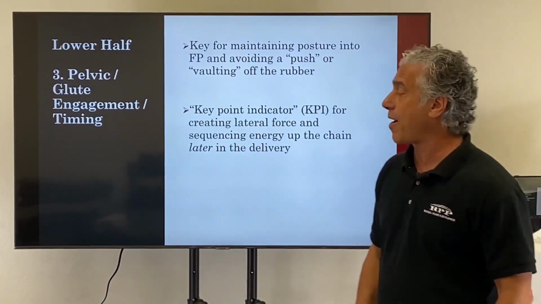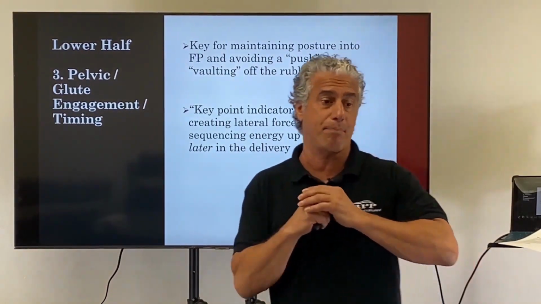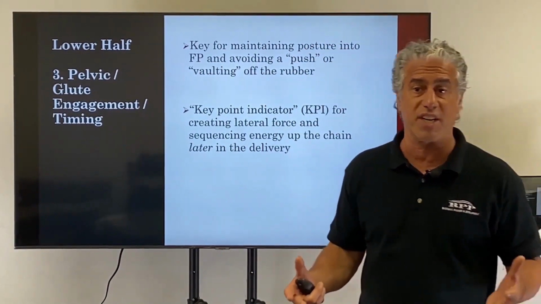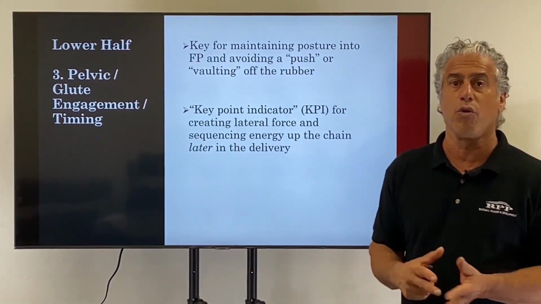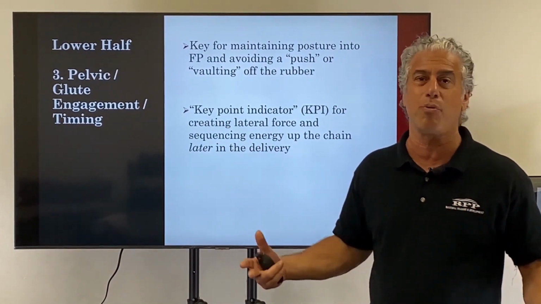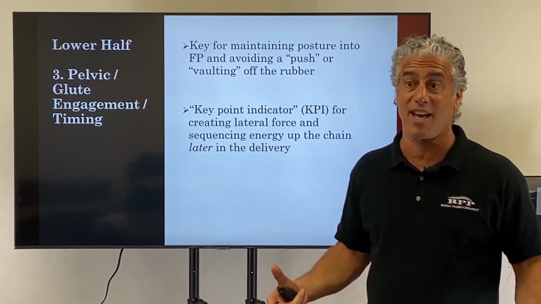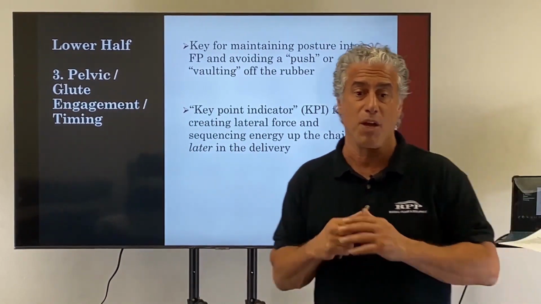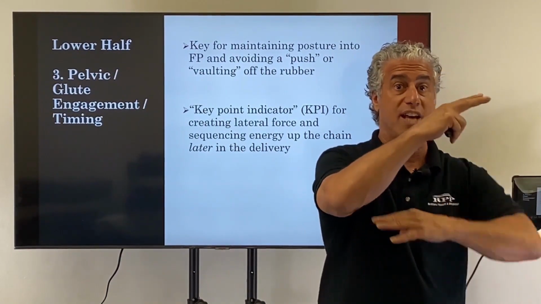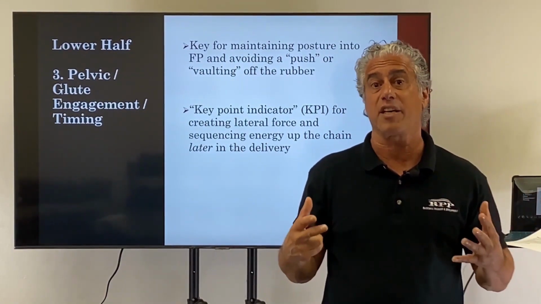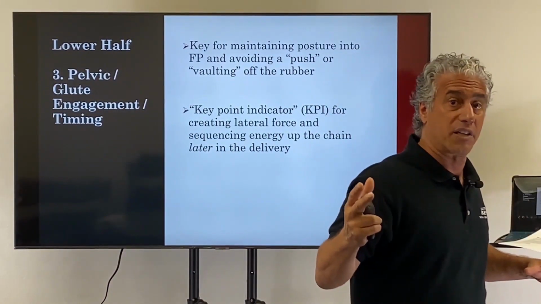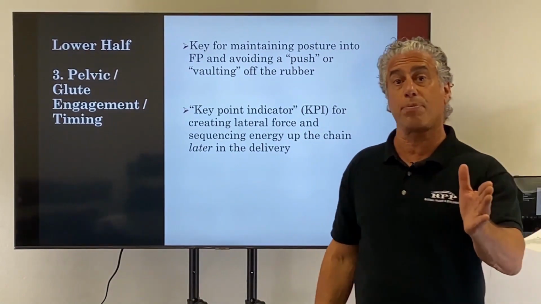It's key for maintaining posture in the foot plant and avoiding that push, or what we call vaulting, off the rubber. So if we see vaulting in our video analysis, we're immediately going to go back and look to see if the glute is engaged. 9.9 times out of 10, it's not engaged, which is why they're vaulting. Vaulting means you have to share the energy both vertically and linear. So it's a leak, somewhat of a leak for creating horizontal linear energy flow to the plate.